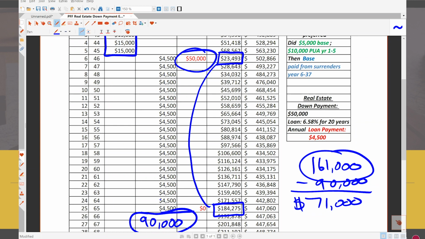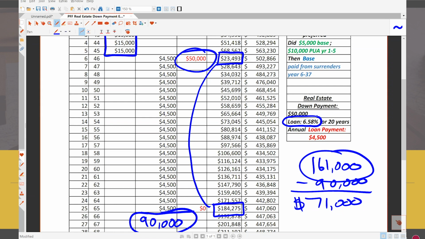So if I invested $50,000 and I paid back to my policy $90,000, that means I repaid $40,000 of interest to the policy. Now that's a ballpark number. If you've been around infinite banking for very long, you'll know that when we take loans out, many times we'll pay extra interest to the policy. You'll actually notice that the policy loan rate is 5%, but we're actually running it at 6.58%. So we're paying a little bit of extra interest.